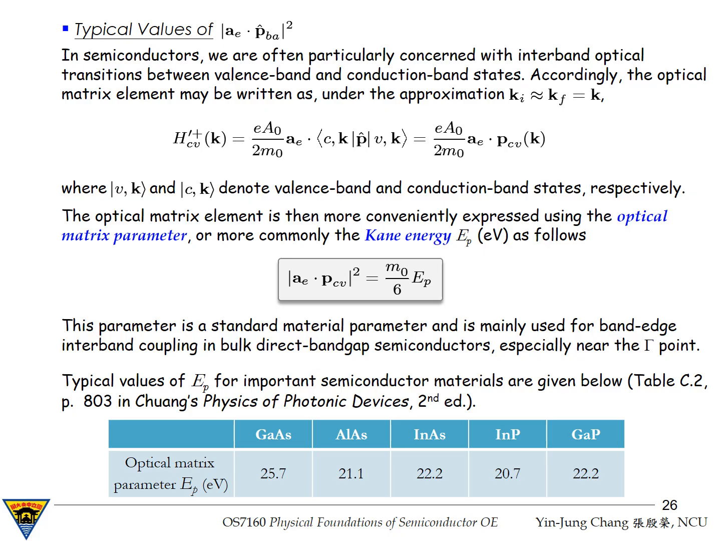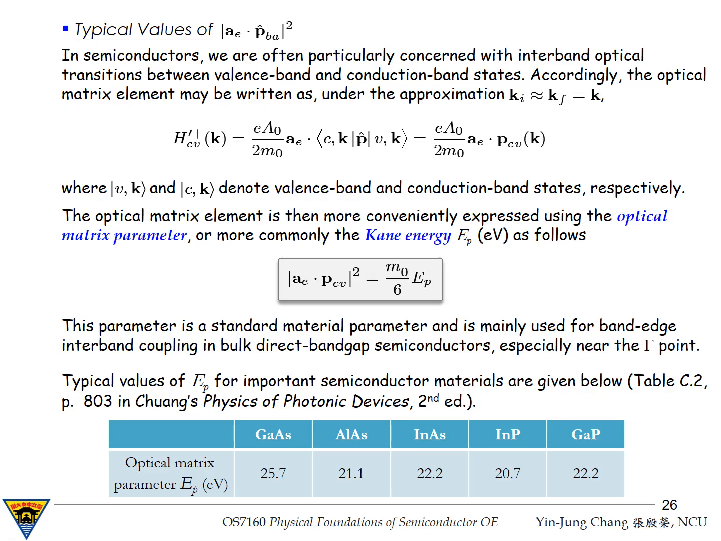In arriving at this equation, we have assumed the usual vertical transition approximation in optical absorption. The reason is that the photon momentum is very small compared with the size of the Brillouin zone. Therefore, when an electron absorbs a photon and is excited from the valence band to the conduction band, its crystal momentum changes very little. On an E versus K band diagram, the transition is therefore drawn almost vertically. This is why the initial valence band state and the final conduction band state are both labeled by the same wave vector K.